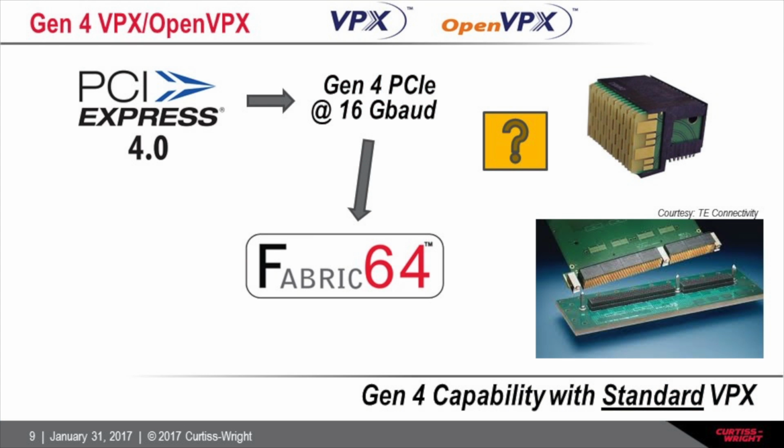Now we get to the present. Gen 4, PCI Express 4.0, impending ratification of that standard. It should be this year. That will result in signal speeds of 16 gigabaud, a 60% increase over Gen 3. Some presenters have already mentioned that this is a possible breakpoint of VPX, at which we need to start thinking of potentially newer proprietary connectors or even go optical.